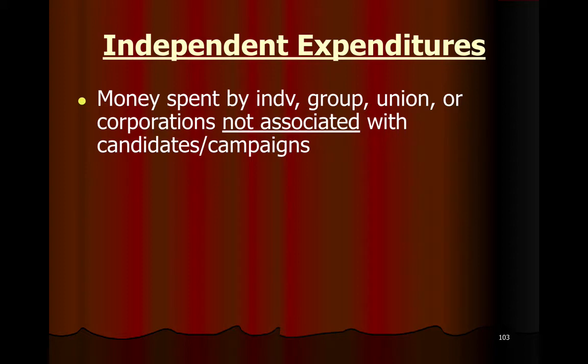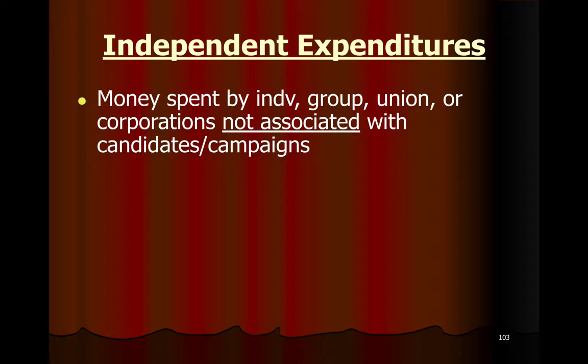So let's say that I am just independently wealthy. I've donated my hard money limits and I have $10 million left over. I can then use my money independently to produce my own advertisements, billboards, TV ads, online ads. I can create them, I can hire the production company, and I can publish them online or on television. That's independent expenditure. Expenditure means spending. The independent part means not associated with the candidate or their campaign.